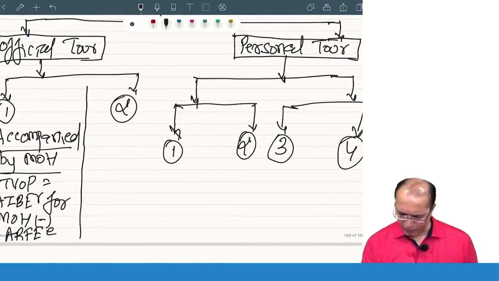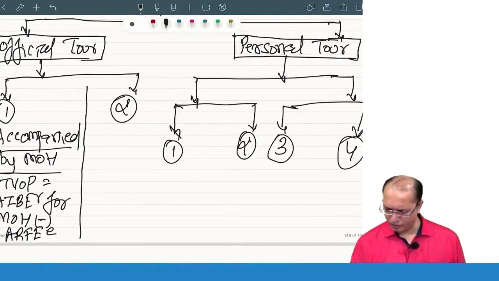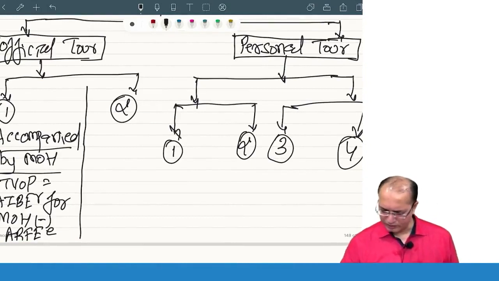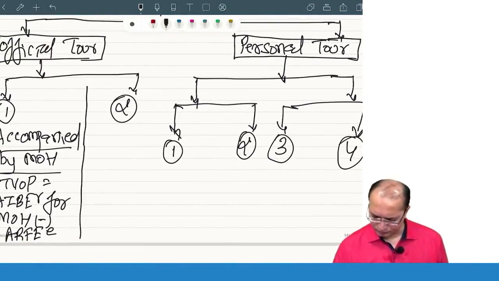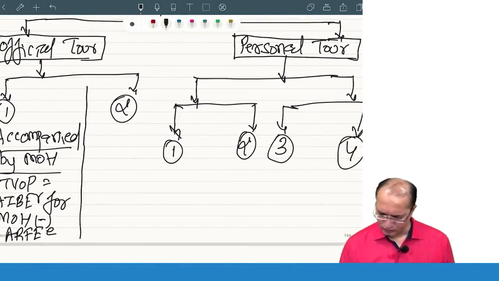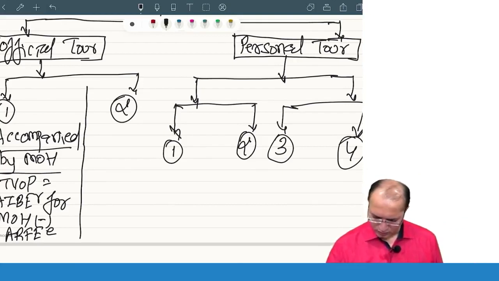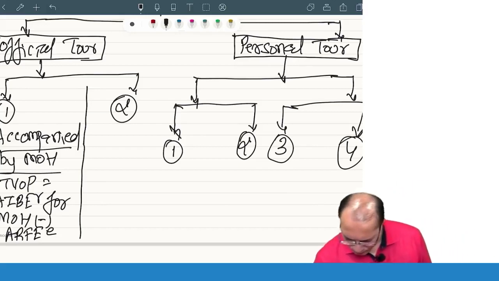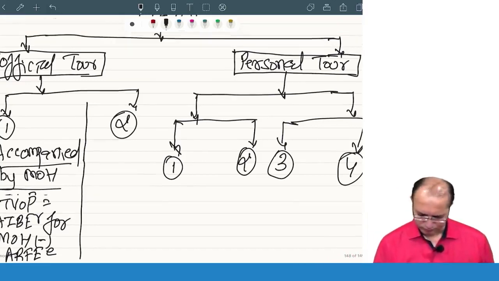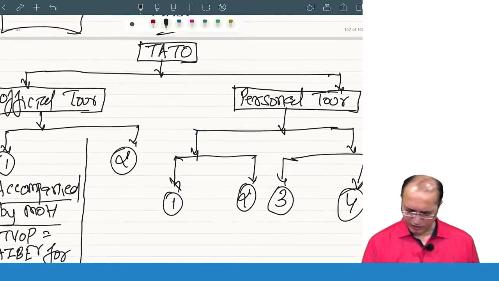Have you understood this point number one? Official tour, first possibility. Is that very clear? Yes or no? Once again. Okay. Listen to me carefully.